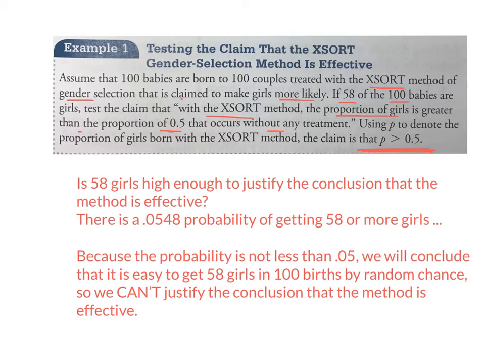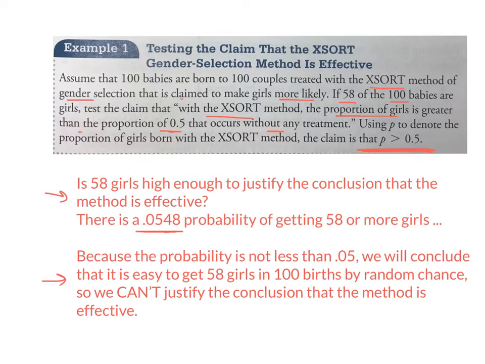Now, here's the deal. Is 58 girls high enough to justify the conclusion that the method is effective? Well, we found our P-value, and it is 0.0548, which means the probability of that happening just by chance is 0.0548, which is still high. It's greater than 0.05 and definitely greater than 0.01. So we're going to say the probability of getting more girls is not increased that much with the method because it's not statistically significant. Here's a good sentence at the bottom. Because the probability is not less than 0.05, we will conclude that it's easy to get 58 girls in 100 births by random chance. So we cannot justify the conclusion that the method is effective.